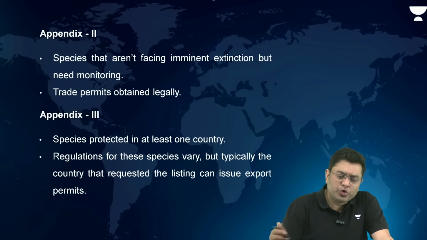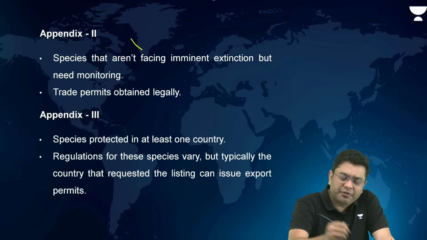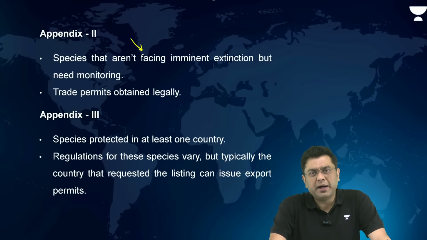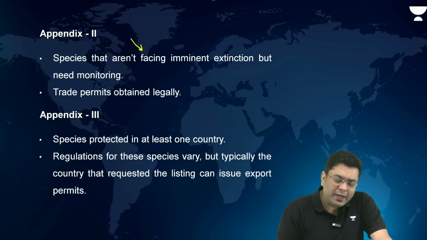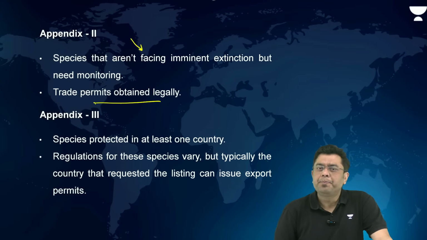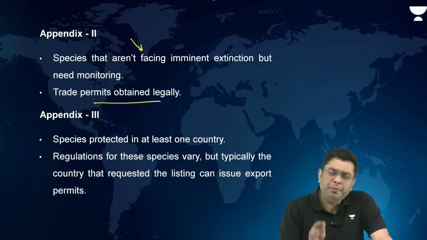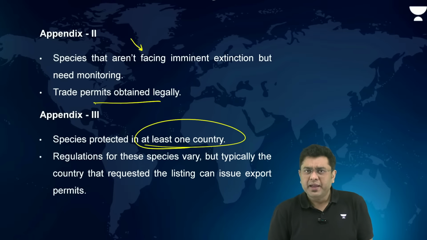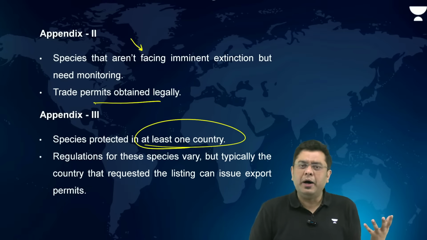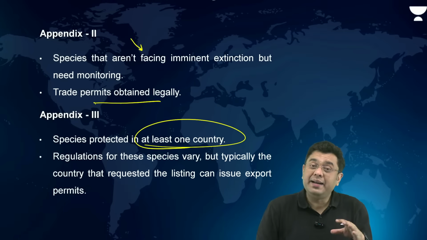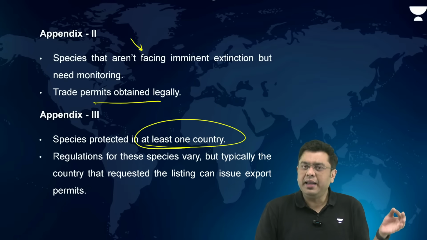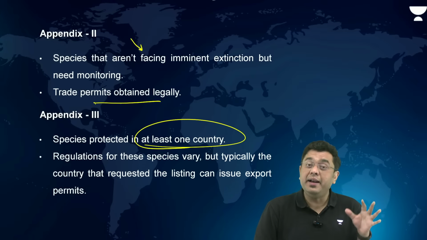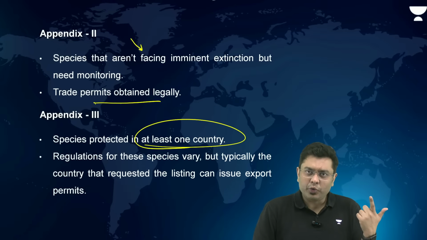So, Appendix 2 covers the species that aren't facing imminent extinction but need monitoring. Trade permits can be obtained legally. Appendix 3 covers the species which are protected in at least one country, for example, the carousel. Carousel is in abundant amounts in West Asia, but its population is significantly reducing in India. So, they can be included, right?